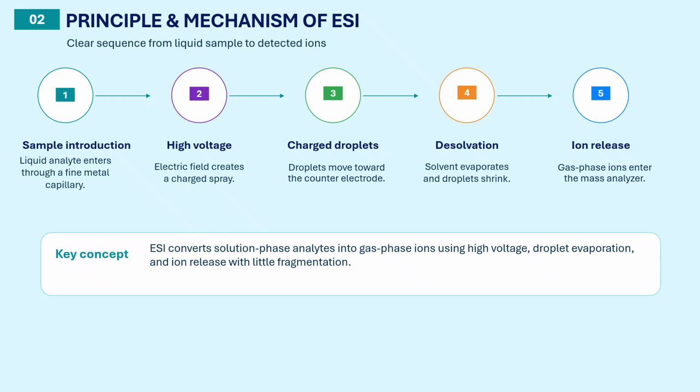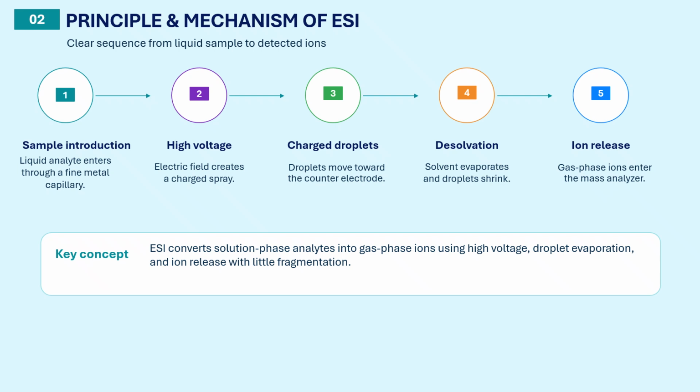Step number 4 is desolvation. Desolvation means removal of solvent. As the charged droplets travel, the solvent starts evaporating. Because of evaporation, the droplets become smaller and smaller. As the droplets shrink, the charge density on their surface increases. In simple words, the same amount of charge is now present on a smaller droplet, so the repulsion between charges becomes stronger. Step number 5 is ion release.